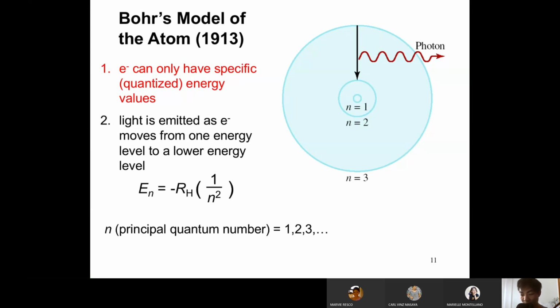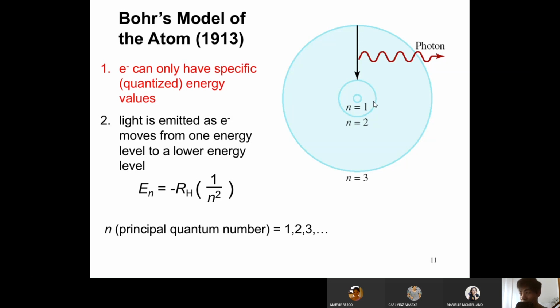Siyempre, di natin gagamitin yung mga equations muna. Okay, so, ano yung sagot ni Niels Bohr? Ang kanyang atomic model, no? Wherein your nucleus is in the center and then you can find the orbits of electron, no? Ang sagot kasi ni Niels Bohr dito is ganito, no? Your electrons daw have definite energy values, no?